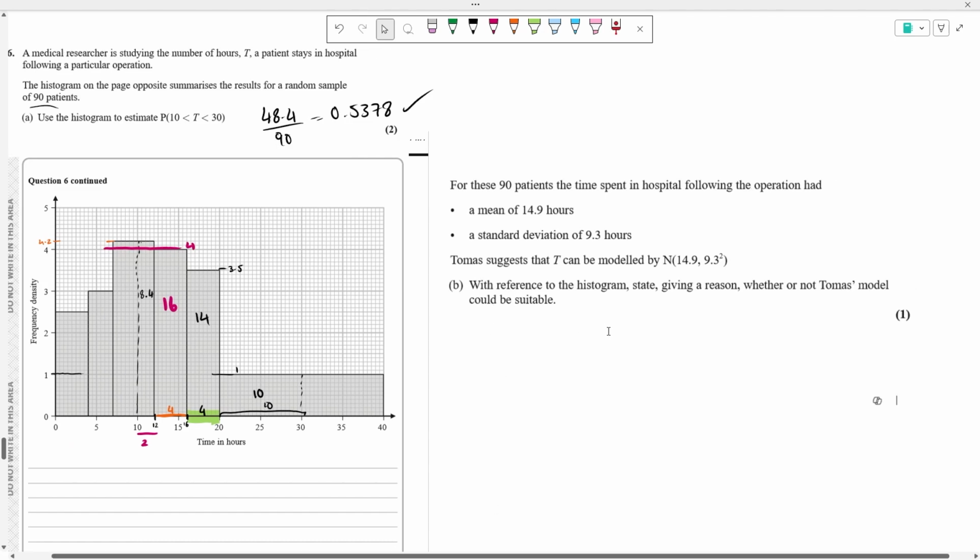Now, part B of the question. For these 90 patients, time spent in hospital following the operation had a mean of 14.9 hours and a standard deviation of 9.3, and is given as a normal distribution. With reference to the histogram, state giving a reason whether or not Thomas's model could be suitable. Well, first of all, normal distribution is symmetrical. Okay, so this is the first thing I see, this model is not symmetrical.